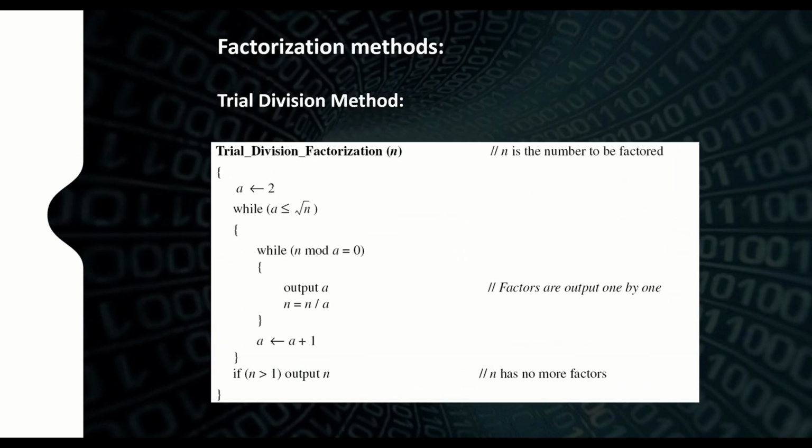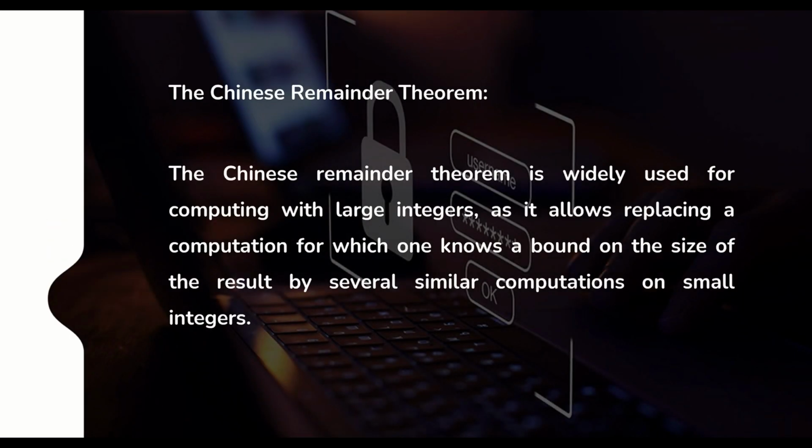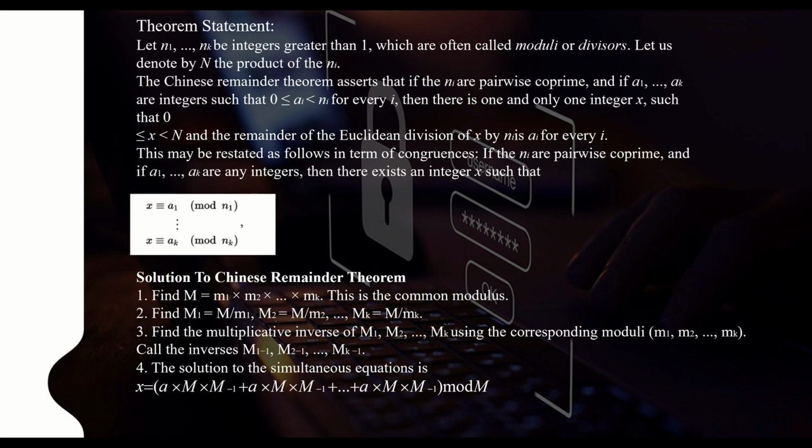Trial division method. Below is the pseudocode for the trial division method. The Chinese remainder theorem. The Chinese remainder theorem is a theorem of number theory, which states that if one knows the remainders of the division of an integer n by several integers, then one can determine uniquely the remainder of the division of n by the product of these integers, under the condition that the divisors are pairwise coprime. The Chinese remainder theorem is widely used for computing with large integers, as it allows replacing a computation for which one knows a bound on the size of the result by several similar computations on small integers.